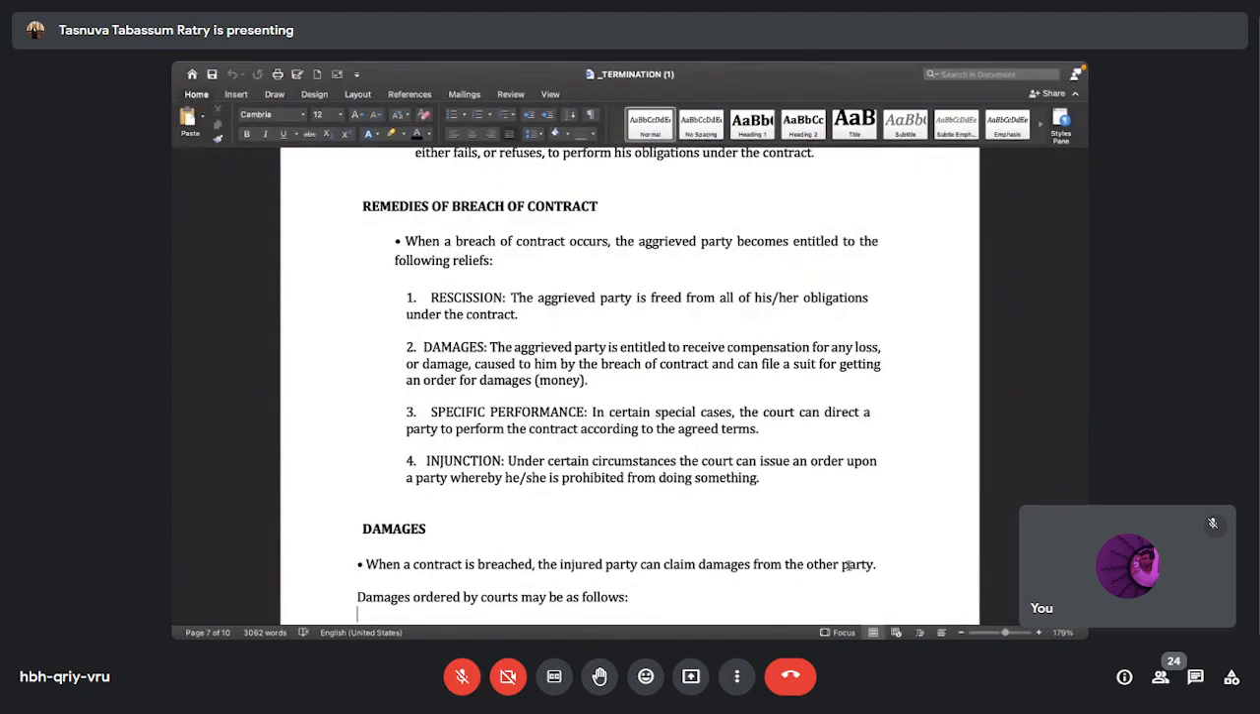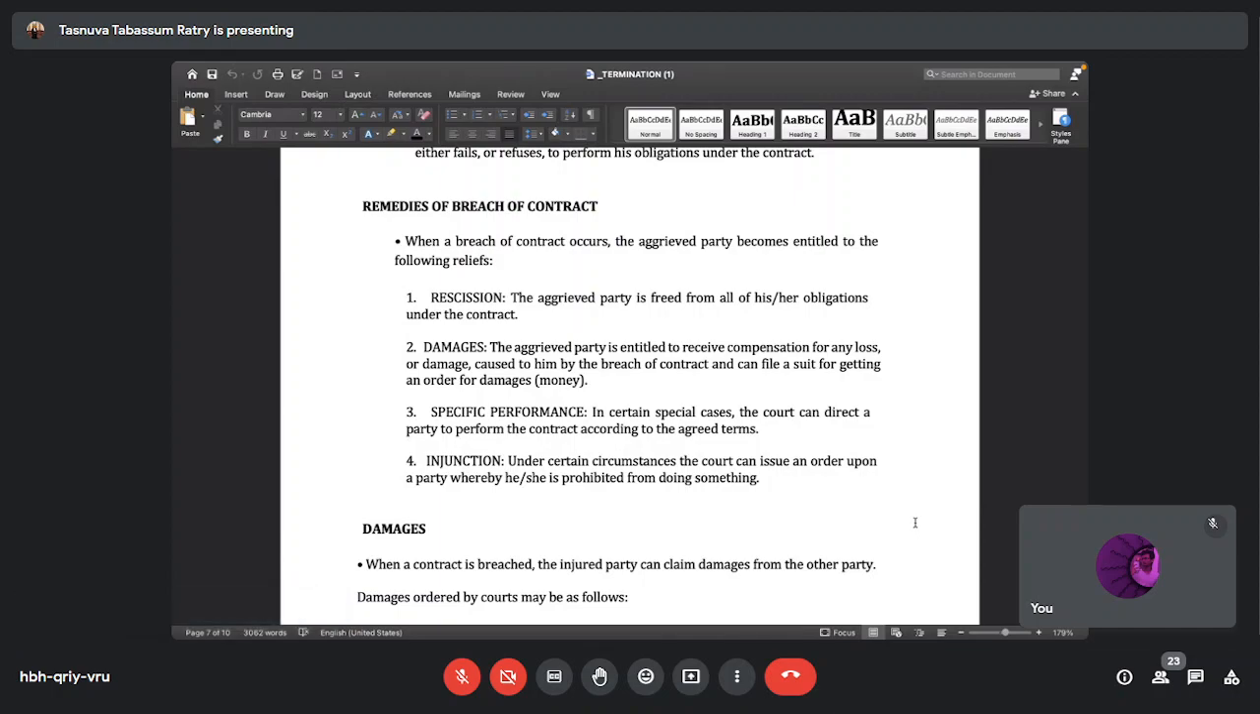The last remedy is injunction. This is also a limited equitable remedy, what we call a discretionary equitable remedy, where the court usually issues an order. It's a prohibitory order given by the court where they put certain restrictions on doing something or from doing something.